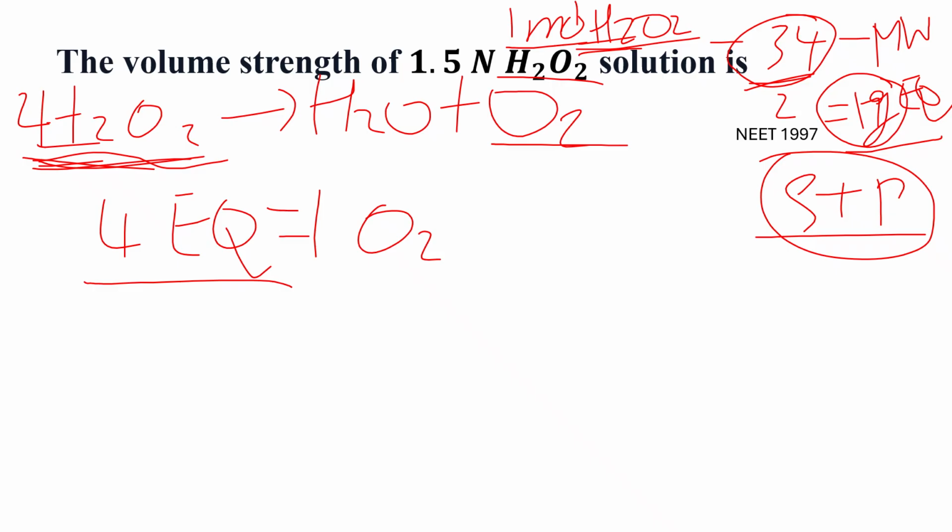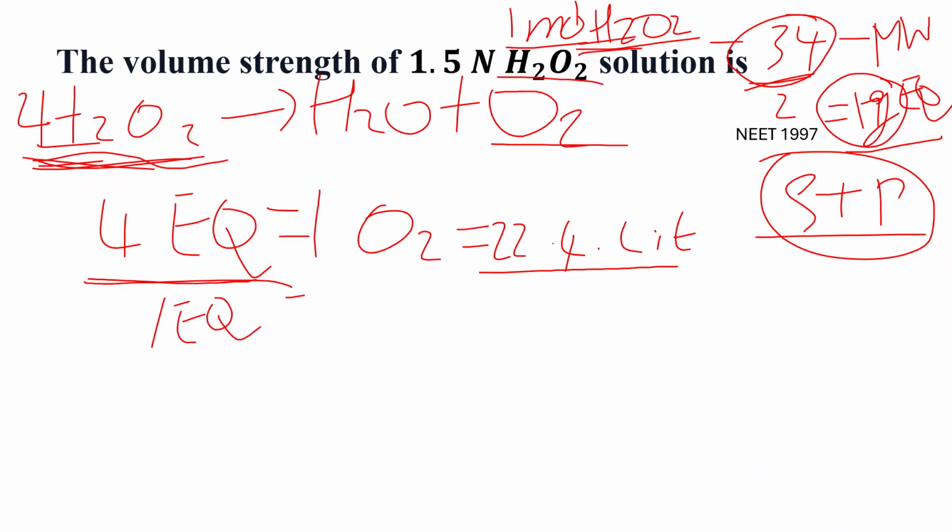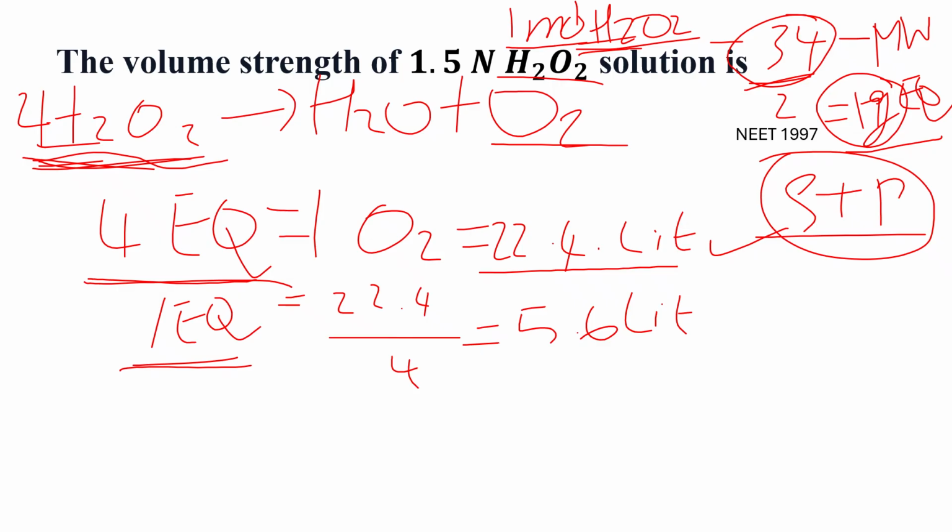At STP condition, any gas, 1 mole will occupy 22.4 liters. So 4 equivalents occupy 22.4 liters. So 1 equivalent occupies 22.4 divided by 4, which is equal to 5.6 liters. So 4 equivalent grams of hydrogen peroxide occupy 22.4 liters, and 1 equivalent weight of hydrogen peroxide occupies 5.6 liters. Come to the question.